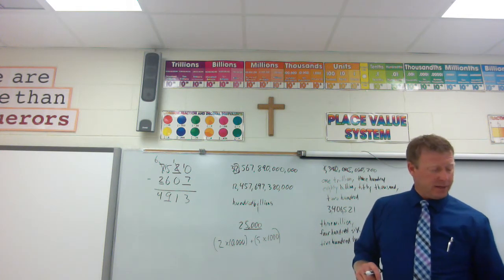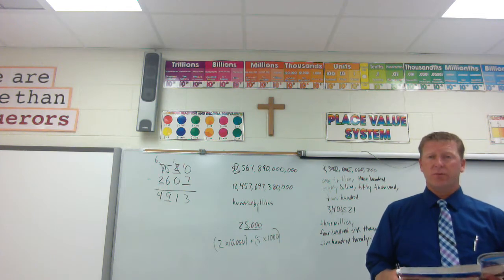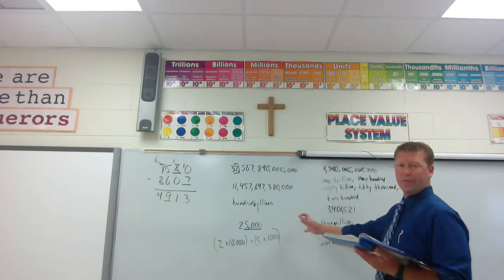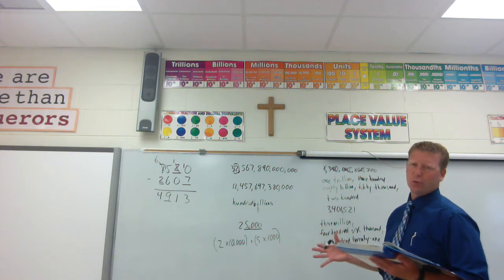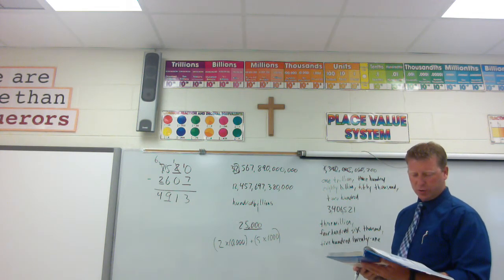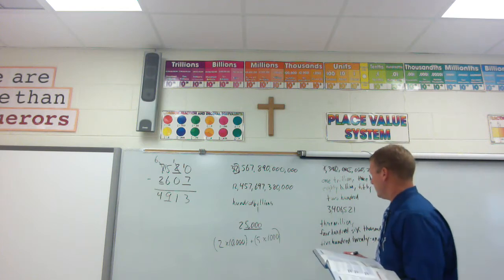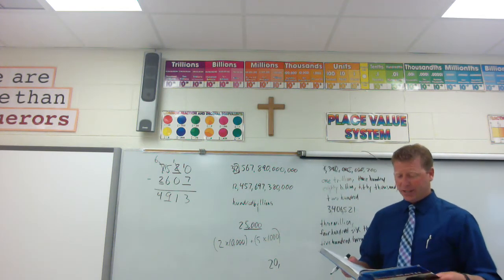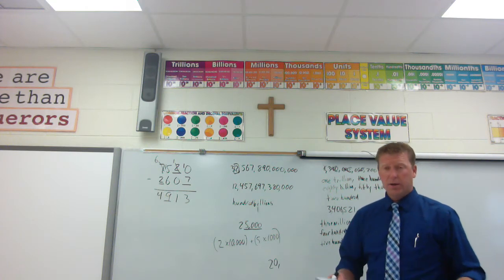Number 5, it says use digits to write this. So we just did 3 and 4. We gave you the numbers. You have to write the words. Now we're going to give you the words. You have to write the numbers. So the first number is 20, and I write it. Comma. Now I got to get that to the trillion. So I put a comma there.